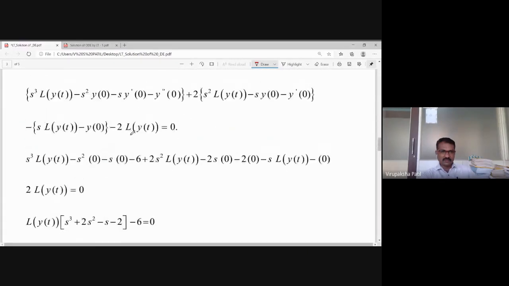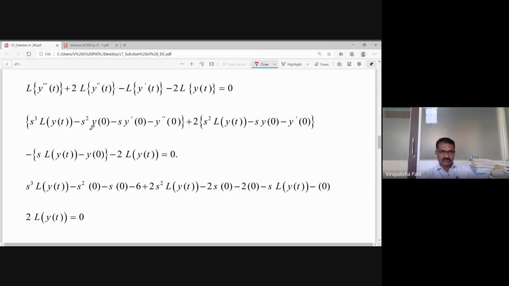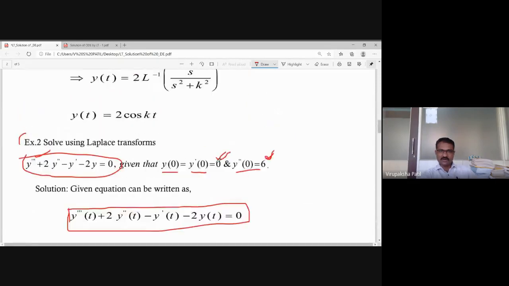Next, here, what we have to do is put the values of y at t equal to 0, y dash at t equal to 0, and y double dash at t equal to 0. These values are available, so we'll substitute them. So s cube into L of y of t is as it is. S square into y at t equal to 0, which is what is given.